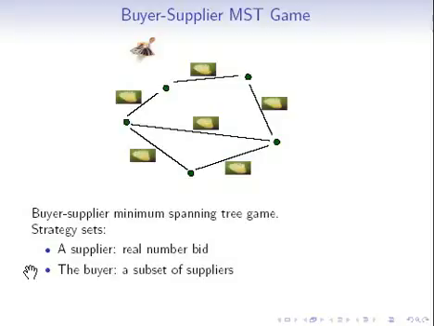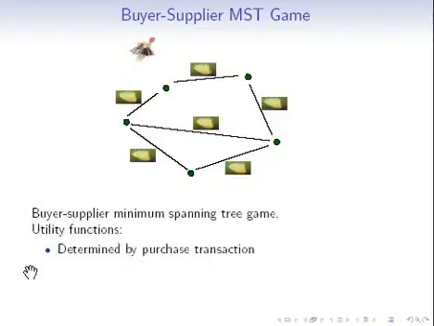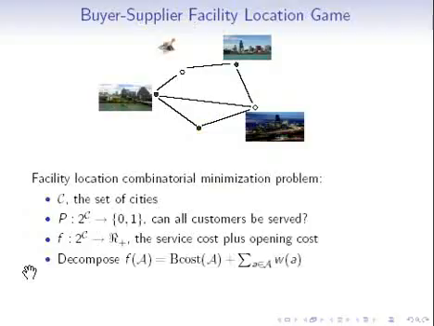So the strategy sets, again, are the strategy sets in the purchasing transaction. Each supplier submits a real number bid, and the buyer chooses a subset of the suppliers from which to make a purchase. The utility functions are then determined by the result of the purchasing transaction. So let's take a look at a slightly more complicated combinatorial minimization problem and turn that into a buyer-supplier game. So here is the facility location problem.